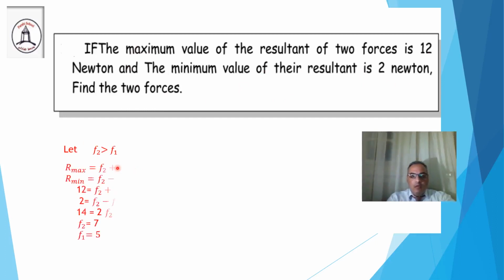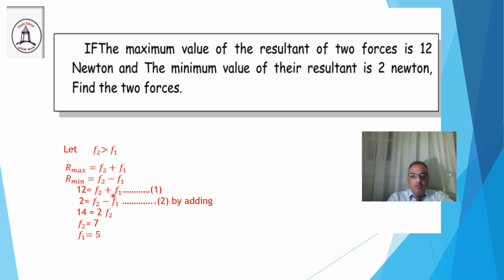R maximum equals F2 plus F1. R minimum equals F2 minus F1. So 12 equals F2 plus F1, first equation. And 2, which is the minimum, is the difference, F2 minus F1. By adding the two equations we get 2 plus 12, 14.